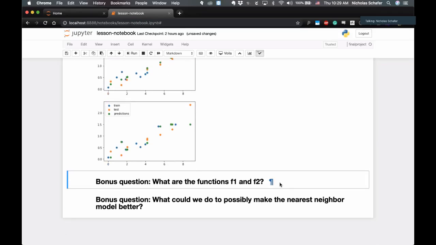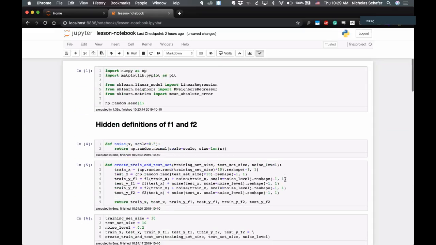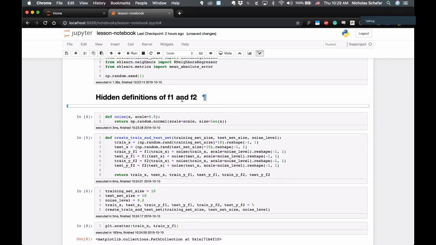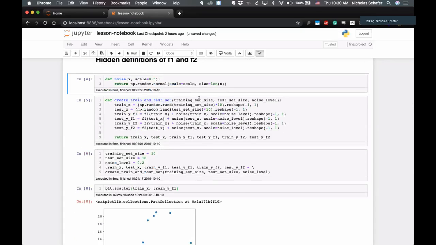So just a couple of questions for you guys. Now that we've gone through this process, can you make any guesses about anything about the F1 and F2, what they might look like? So which one is more linear? Definitely F2. F2, right? Okay, so let's take a look.